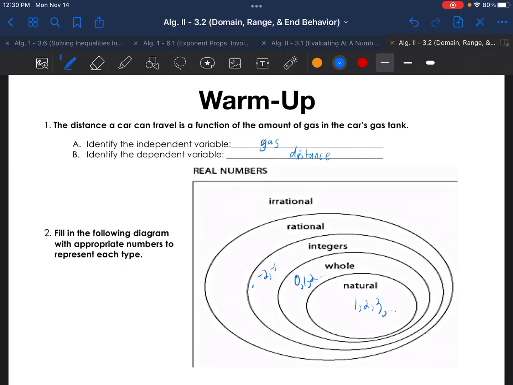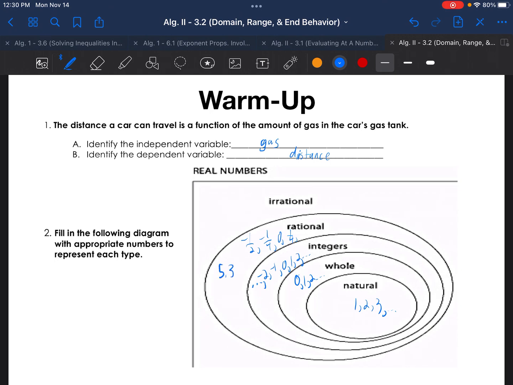Integers are those, but you also include negatives now. So you have like -2, -1, 0, 1, 2. Just keeps going on forever. Rational, we start incorporating fractions like -1/2 or -1/4. You also have 0. You also have 1/4.